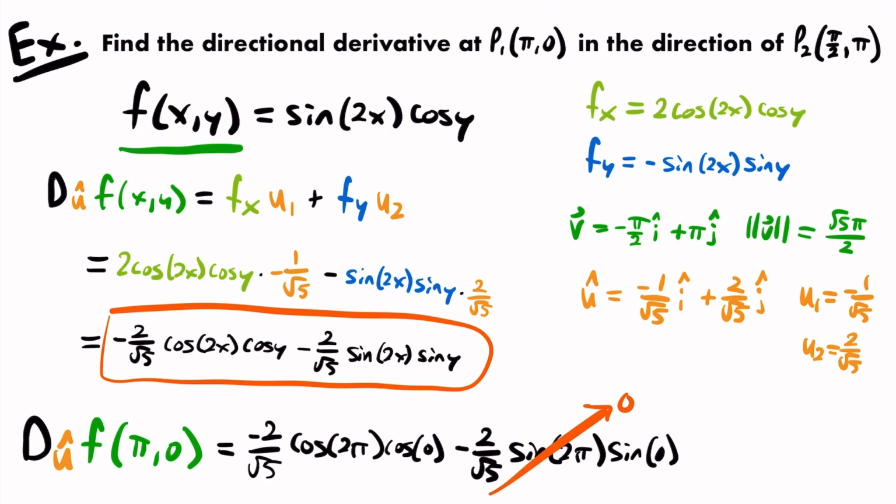That goes to 0. So you just have to focus on this first term here, and cosine of 2 pi and cosine of 0 are both equal to 1. So we'll just have -2 divided by the square root of 5 times 1, which is just -2 divided by the square root of 5. Okay? And so that right there is the derivative, or the slope, at this point on this surface in the direction of this point, or really in the direction of this unit vector.